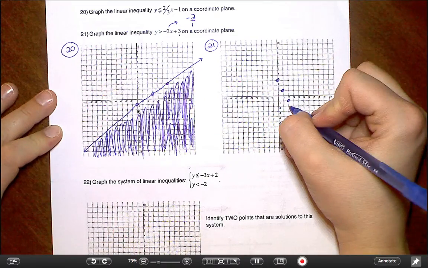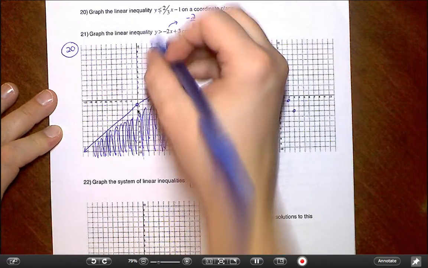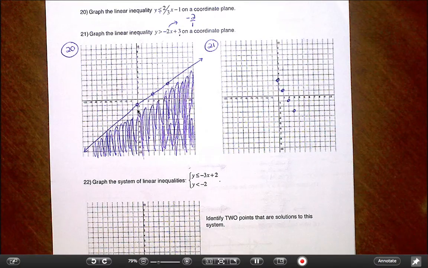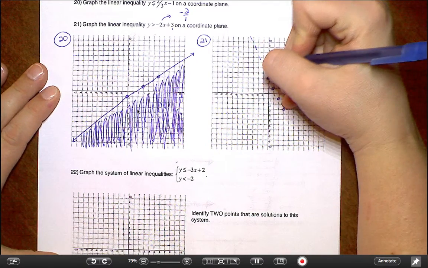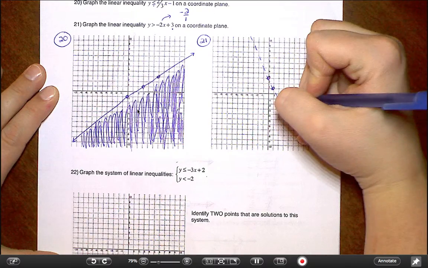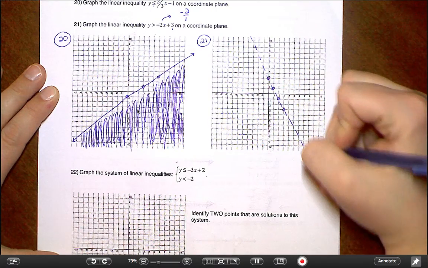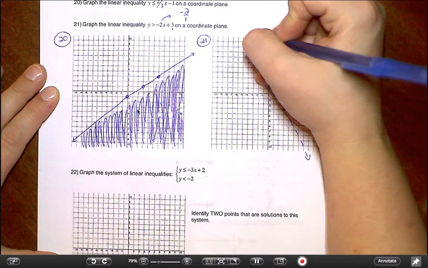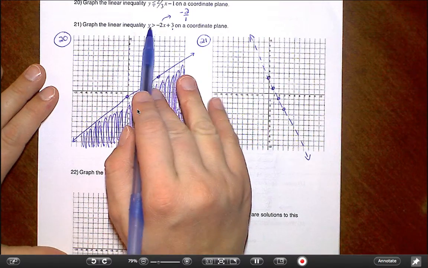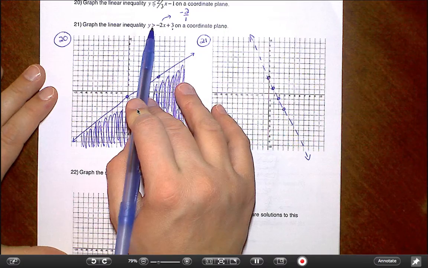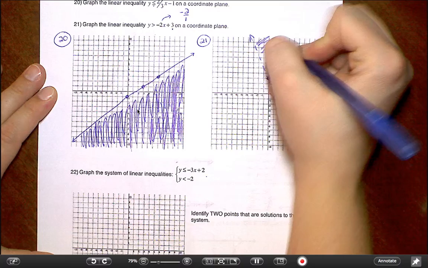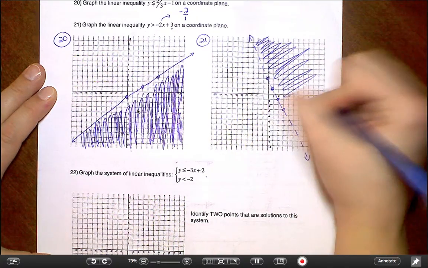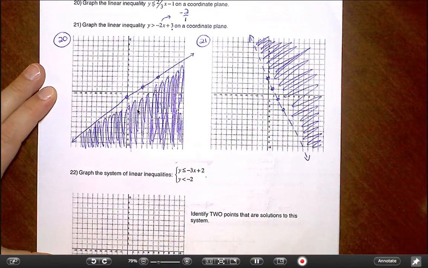Now this time you'll notice that I don't have an equal bar in there, which means I don't want the line to be part of the solution. So to indicate that, we use a dotted line. That shows that that's where our boundary is, but the line itself is not part of our answer. And then this is greater than, so I want to shade where the y's are getting bigger. That would be heading up. So I'm shading everything up above the line this time. That would be all of this. Okay.